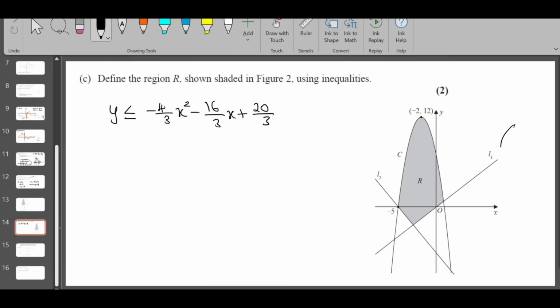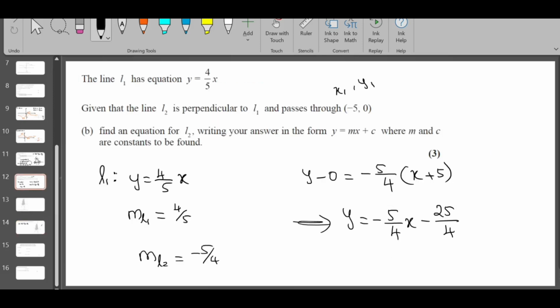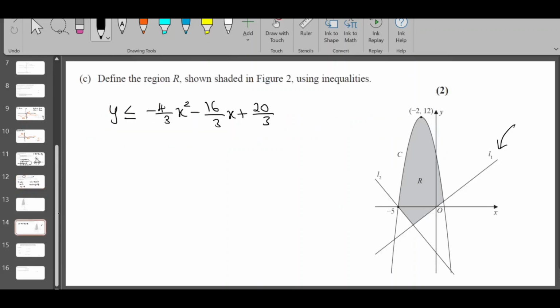Okay. Take the equation of L1, which is given here. L1 is y is equal to 4 over 5 x. Now it's shaded above the line, and it's a solid line, not a dotted line, right? So it's greater than or equal to. And then the next line is y is equal to minus 5 over 4 x minus 25 over 4. Again, it's shaded above the line, so it's greater than or equal to.